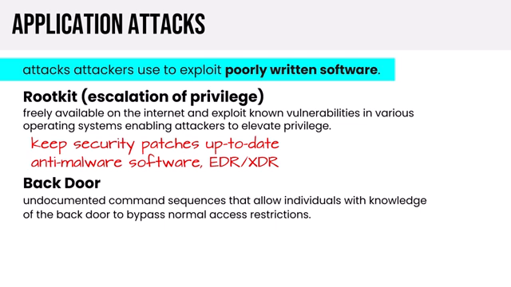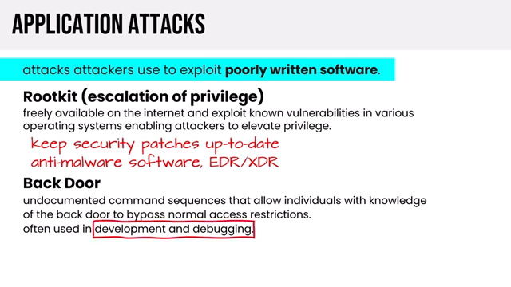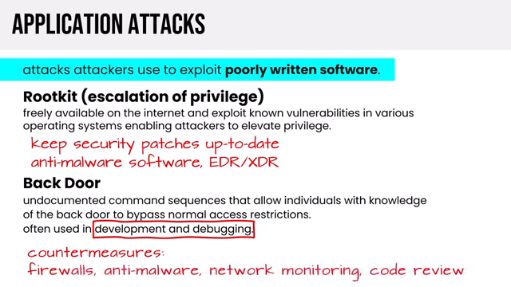Backdoor attacks. These are undocumented command sequences that allow individuals with knowledge of the backdoor to bypass normal access restrictions. These are often used in development and debugging operations, a backdoor for the developer. Countermeasures here would be firewalls, anti-malware, network monitoring, and code review to catch these backdoors before they make it into production. We want to make sure that backdoors don't exist, generally speaking.